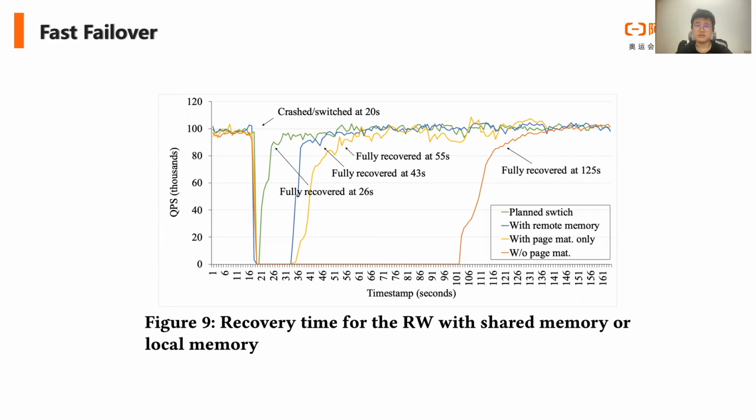Also, because the CPU and the memory are separated, their fate is no longer shared. When the CPU nodes fail, the disaggregated memory still survives and maintains most of the memory state. So the new CPU can take over very rapidly.